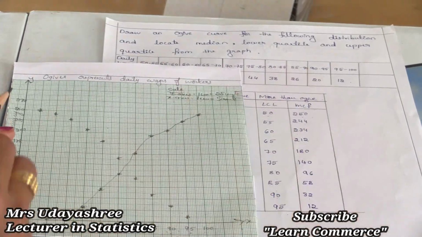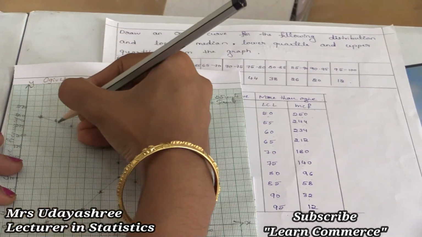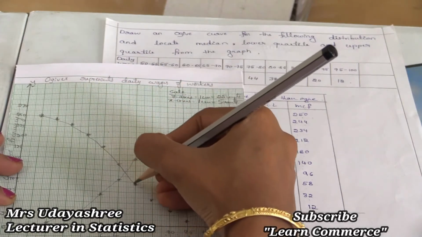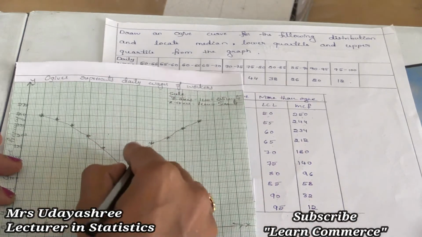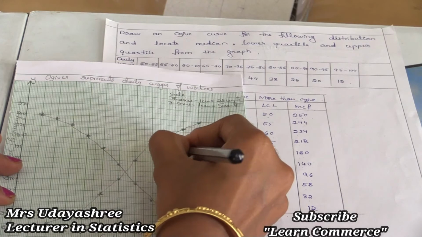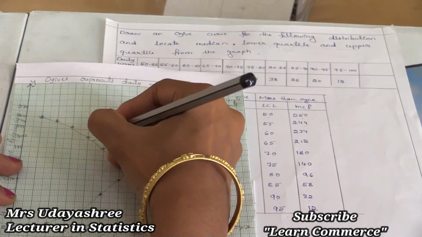So after that I will join these points by smooth line. Like this. See, this is more than ogive and this is less than ogive. See, this is less than ogive and this is more than ogive.